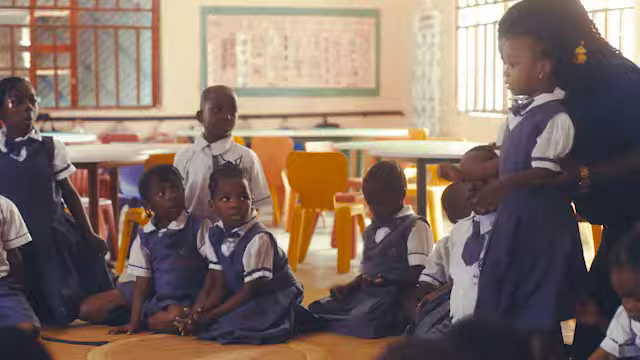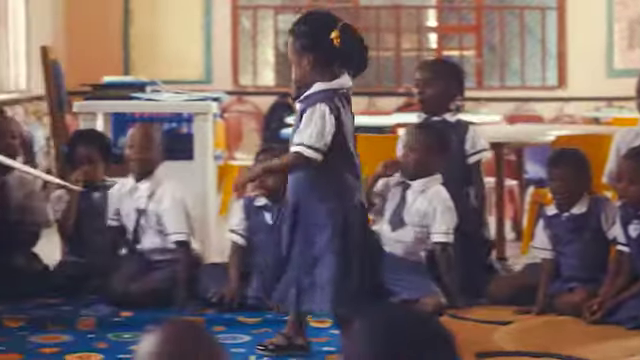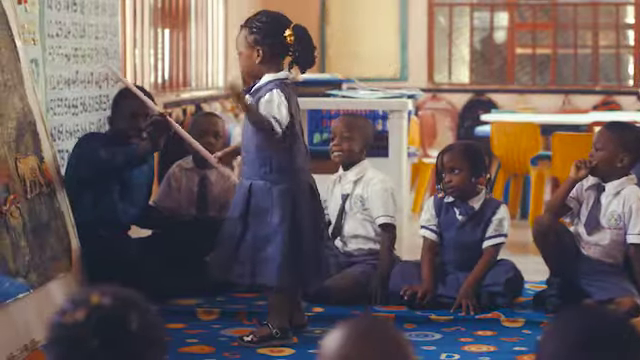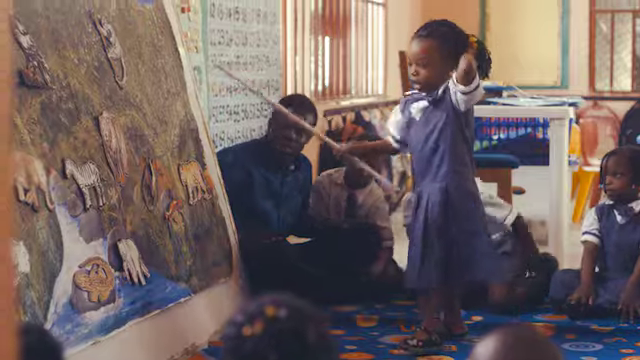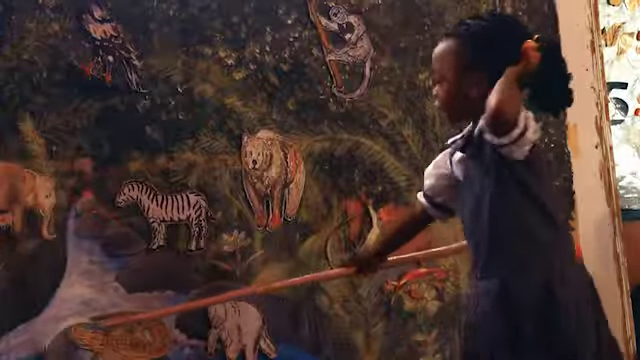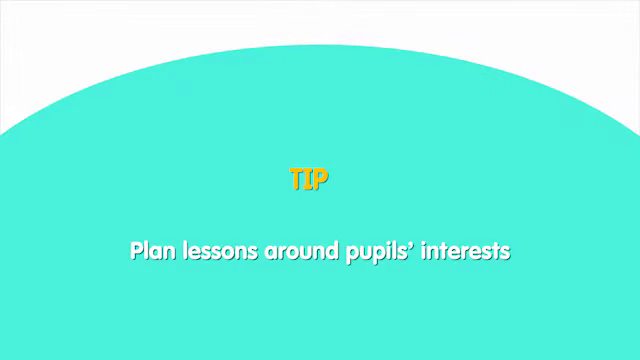Yes? Ngozi, come. Come and point to any animal. Good. Take the pointer and tell us what you see in the picture. Point to it. What do you see in the picture? An alligator.